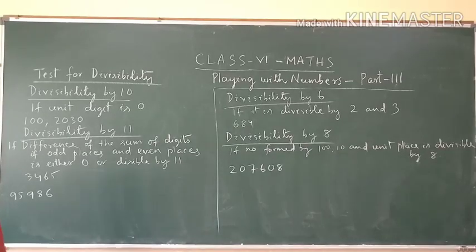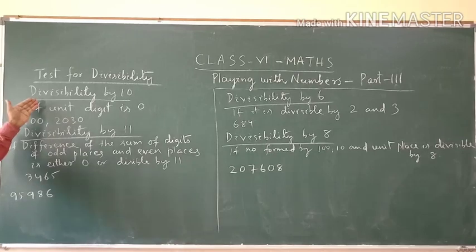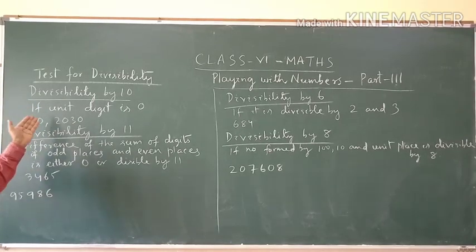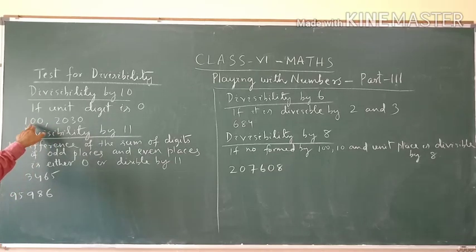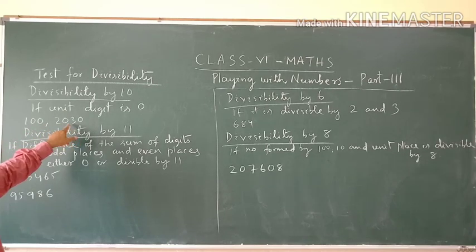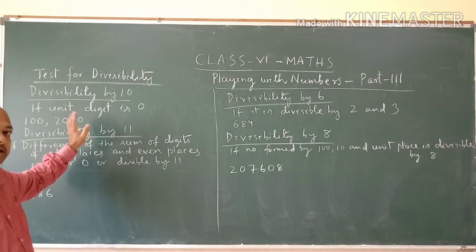Let us discuss more examples of divisibility rules. Next is divisibility by 10. What is the rule of divisibility by 10? If the unit digit is 0. Take one example here. The number is 100. Here the unit place is 0, that means it is divisible by 10. Take another example, 2030. In the number 2030, the unit place is 0 here, so that means it is divisible by 10.